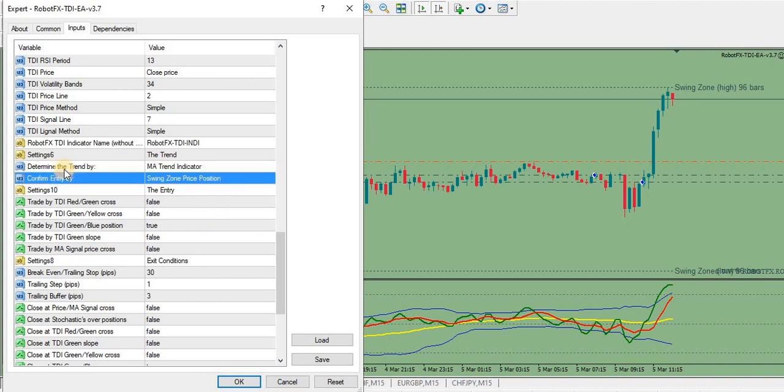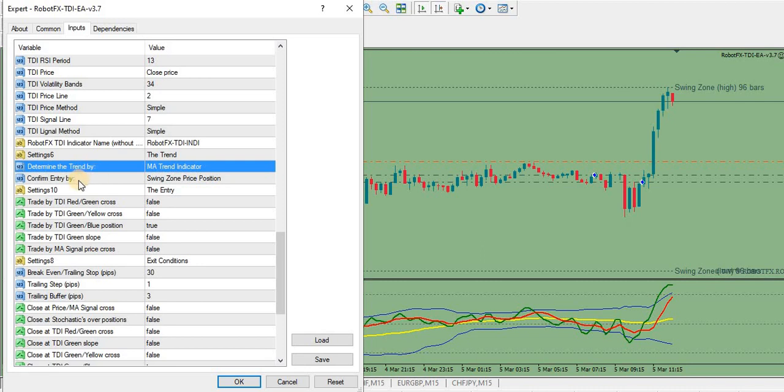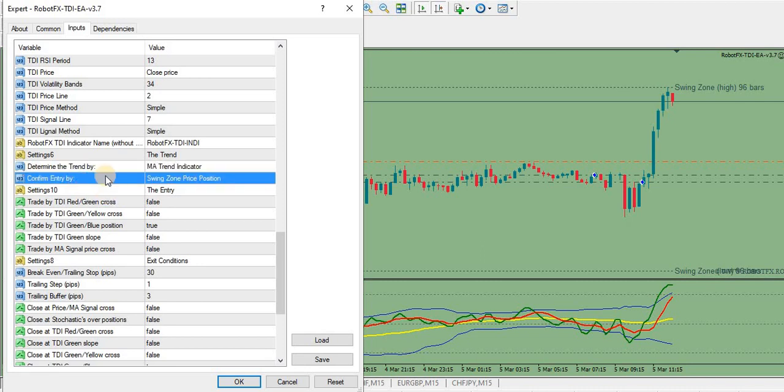Now, besides the trend detector, the expert advisor uses a confirmation, and this is not the trade signal, the trade entry. This is not the signal, it's just a confirmation. And the first one, as I've tried to explain before, is the stochastic overbought oversold levels. So the first option to confirm an entry is by the stochastic overbought oversold.